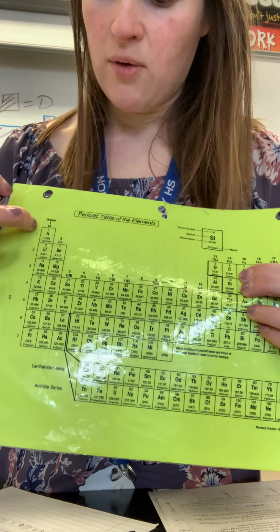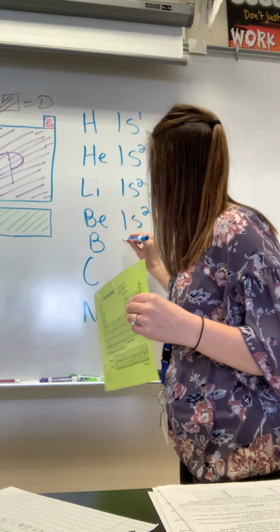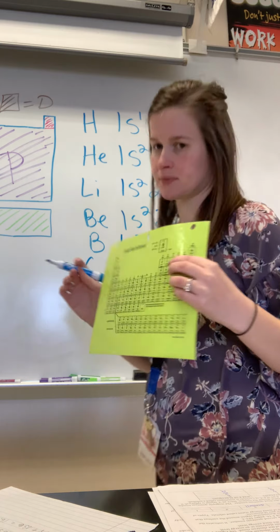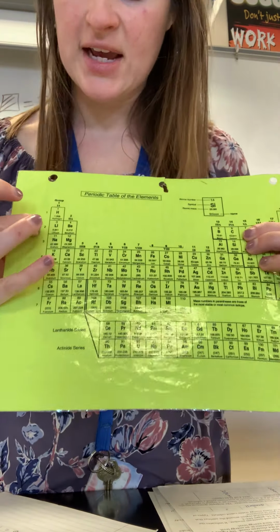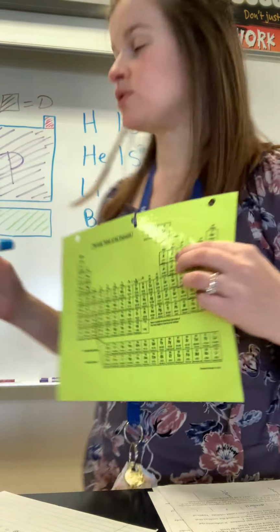Okay, so now if I were to keep going, and now I want to go to boron, I'm going to go my first row, 1. I'm in the S section. There's 2 of them. So 1s2. Now lithium's next. We're in row 2. We're in the S section, and there's 2 of them. 1, 2. So 2s2.